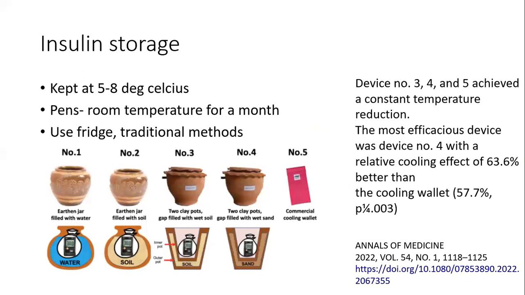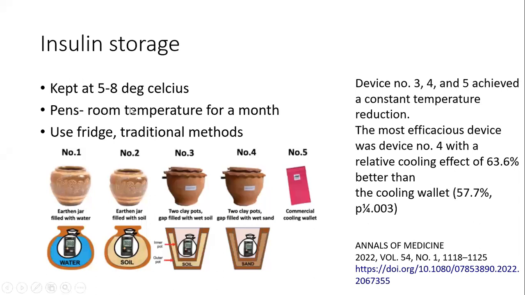Finally, how do we store insulin? Our insulin is sensitive to shaking. If you don't shake, sensitive to temperature. So you must keep it cool. 5 to 8 degrees Celsius will be best. And you must avoid light. Direct sunlight also affects the potency of insulin.